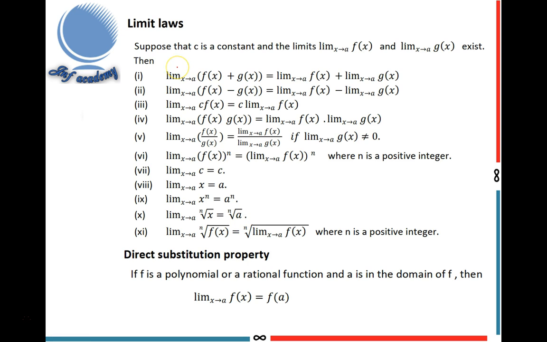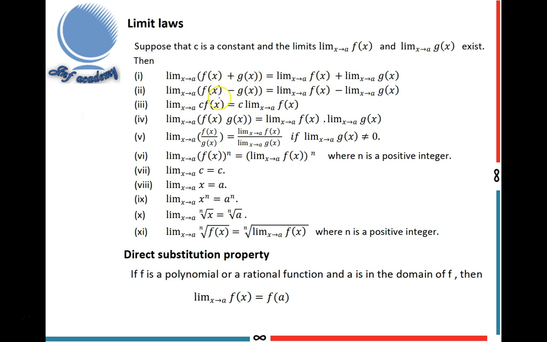Next, I am going to explain some limit laws. Suppose that c is a constant and the limits of f(x) and g(x) as x approaches a exist. Then the first law is the limit of the sum is the sum of the limits. That means the limit as x approaches a of f(x) plus g(x) equals the limit of f(x) plus the limit of g(x). This is the first law.